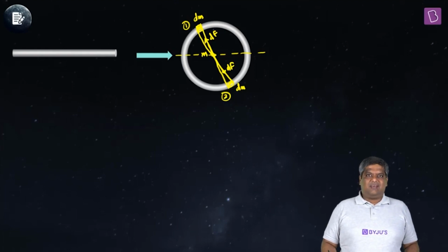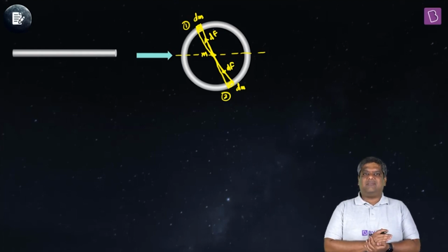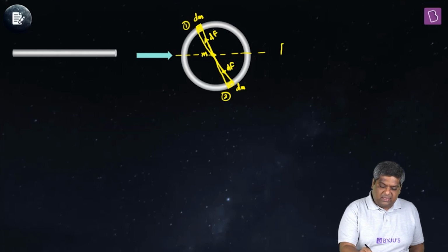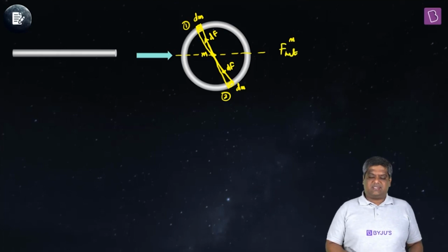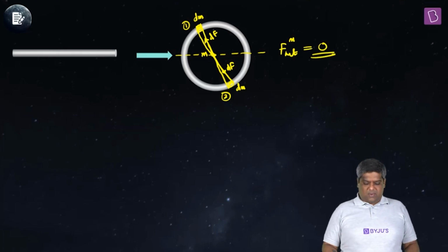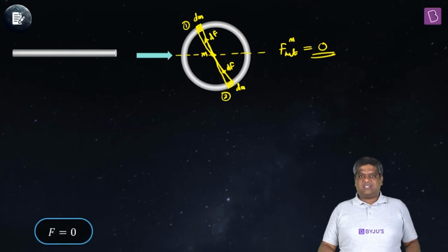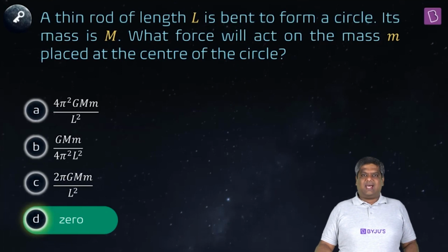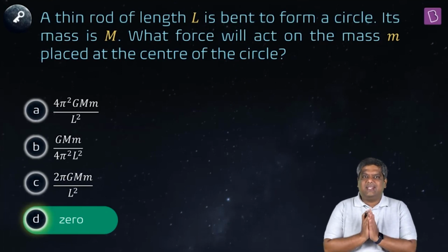Which means, effectively, the force due to the upper half of the ring and the lower half of the ring cancel out, making the net force on mass m placed at the center 0. That's the required answer. The net force is 0. And which is the option that supports that answer? It is option D.